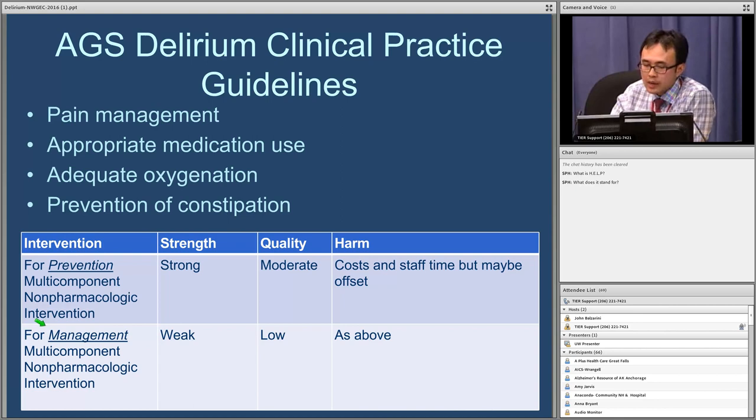But when you talk about the management of delirium, once delirium has already occurred, the strength of its use becomes a little bit more weaker, and the quality is a little bit lower. And the harms are really costs and the staff time, because that's a very valuable harm to consider, is that you're taking away from something else that that person could be doing. Or that team could be doing. Okay.